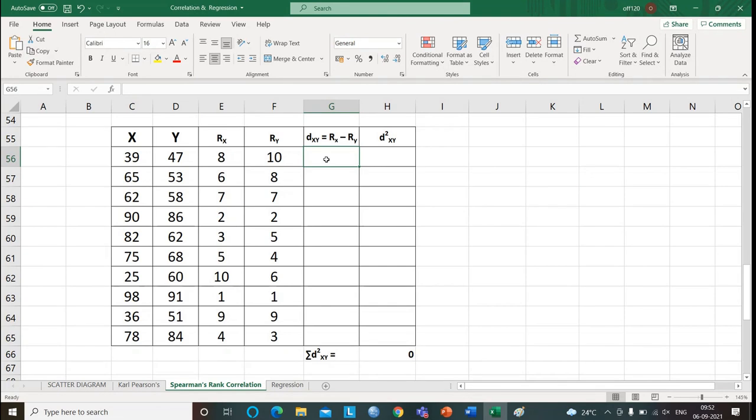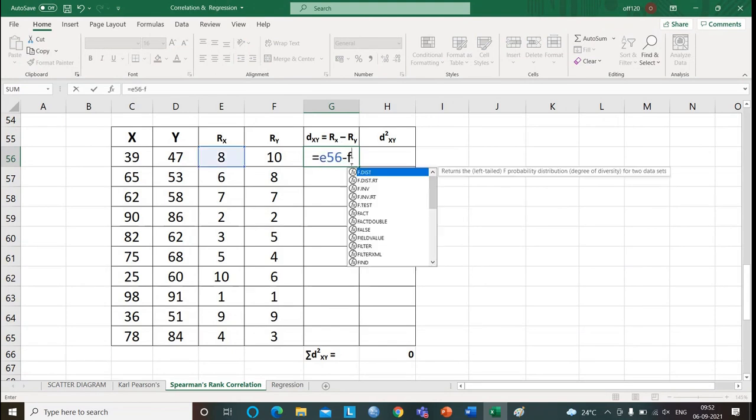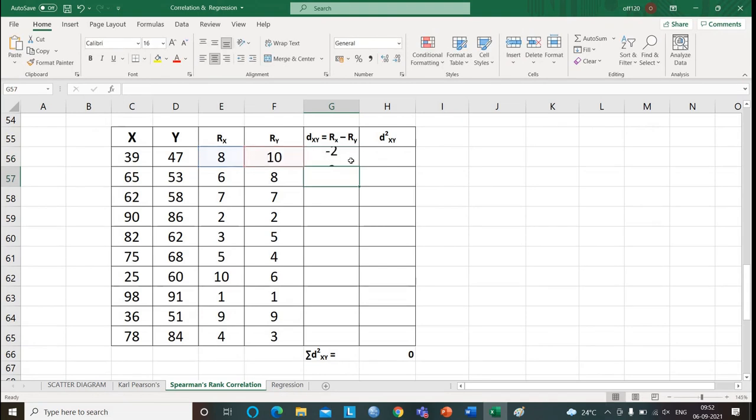So now D is nothing but, see, what is the notation I have written here? Since we are given the values of X and Y, I have found out Rx, the ranks of X, and Ry, the ranks of Y. Now D is nothing but ranks of X minus ranks of Y. So 8 minus 10 is minus 2. Likewise, we found out the other values also.